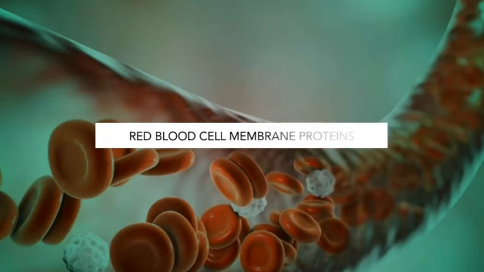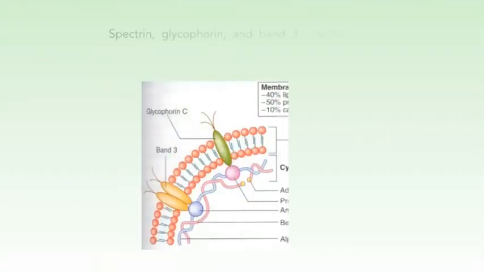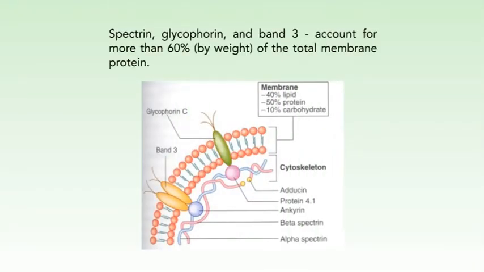Now let's study the red blood cell membrane proteins. When the plasma membrane proteins of the human red blood cell are studied by SDS polyacrylamide gel electrophoresis, approximately 15 major protein bands are detected, varying in molecular weight from 15,000 to 150,000. 3 of these proteins, spectrin, glycophorin, and band 3, account for more than 60% by weight of the total membrane protein.